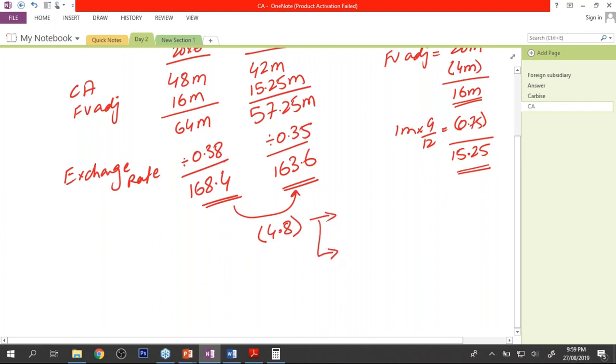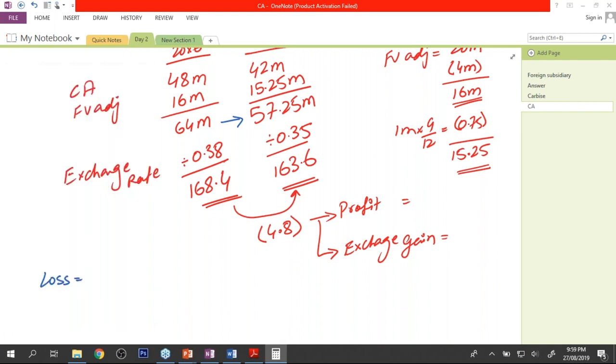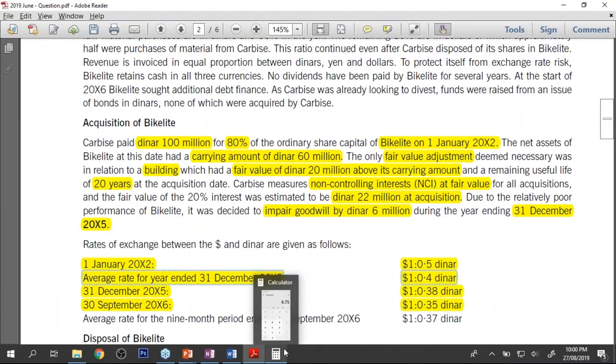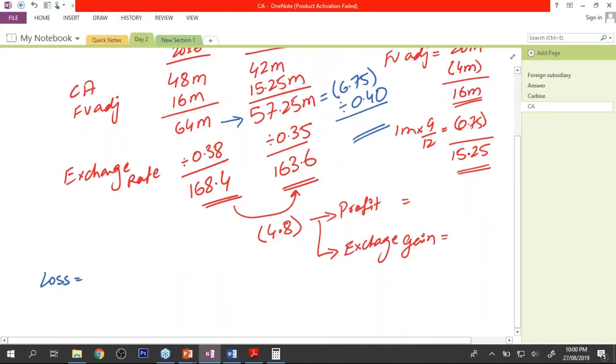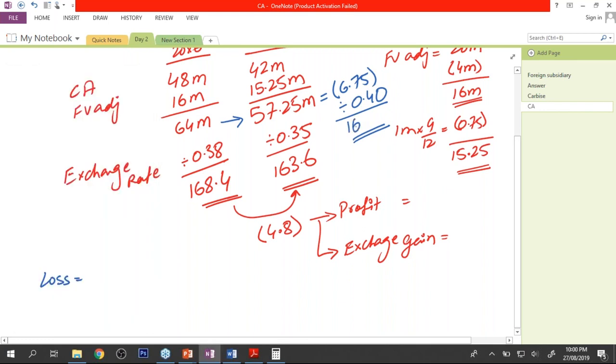So now amongst this loss we have two values. One is relating to the profit and the second is relating to the exchange gain. So if we need to calculate the impact of profit, we are going to say that it was a loss of how much? 64 minus 57.25. So it was a loss of 6.75. And we need to divide it by the average rate, which was 0.4. I think so. Yes, it was 0.4. So divided by 0.4 will give us a value of 16.9. So 16.9 is the loss.